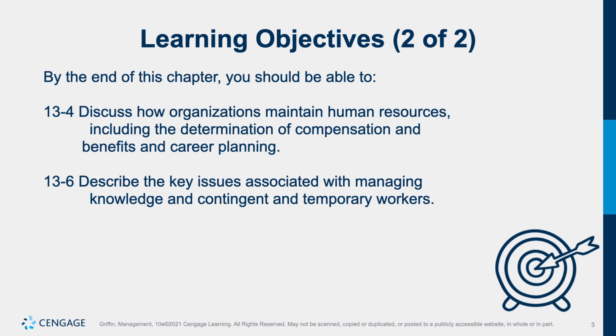Further on the learning objectives, we'll be looking at how organizations actually maintain the human resources, and this would include the determination of compensation. How do they remunerate their human resources? How do they pay them for services delivered? And also, how do they provide benefits to their employees, what kind of benefits are provided, and the career planning of employees of organizations. Also, we'll be looking at the key issues that are associated with managing knowledge and contingent and temporary workers.